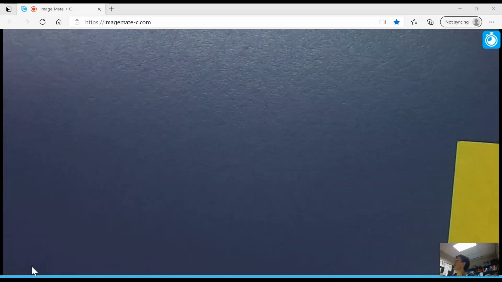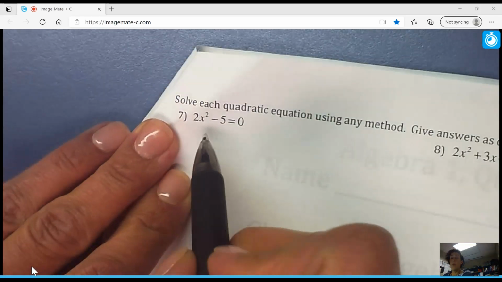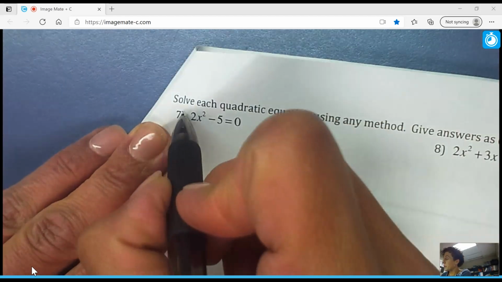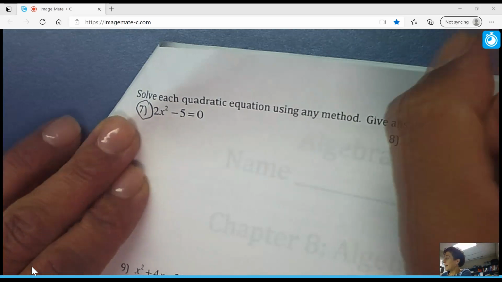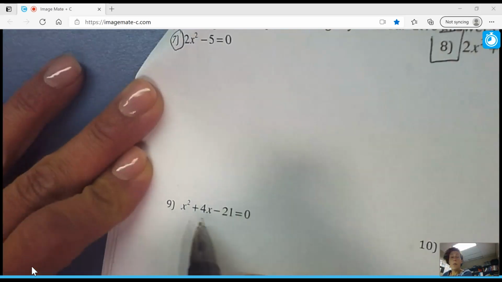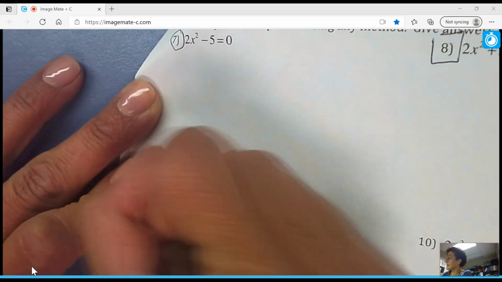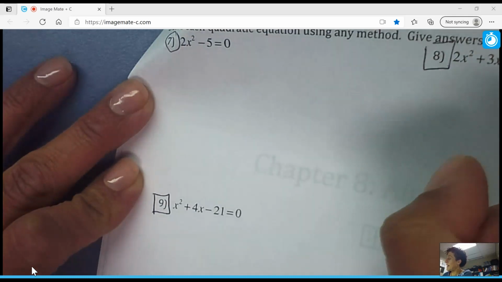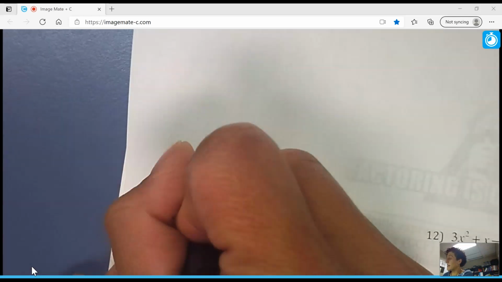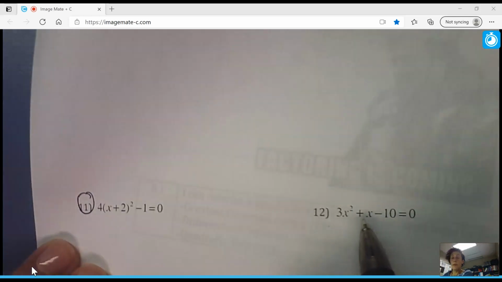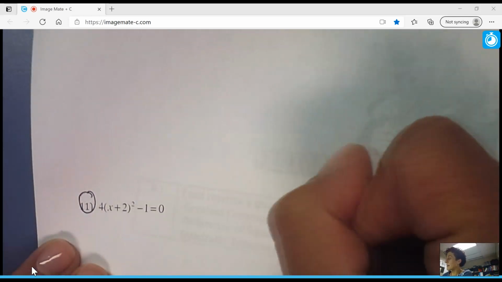Flipping the page. One type, circle. More than one type, box. More than one type, box. More than one type, box. Number 11, just one type, so I circle. And more than one type, box.